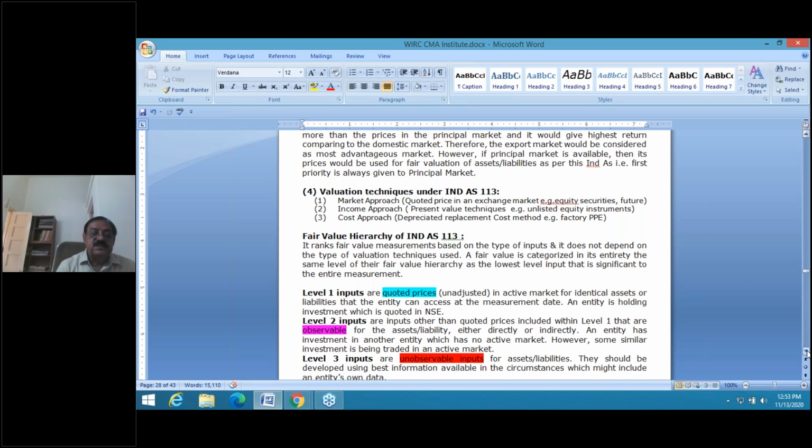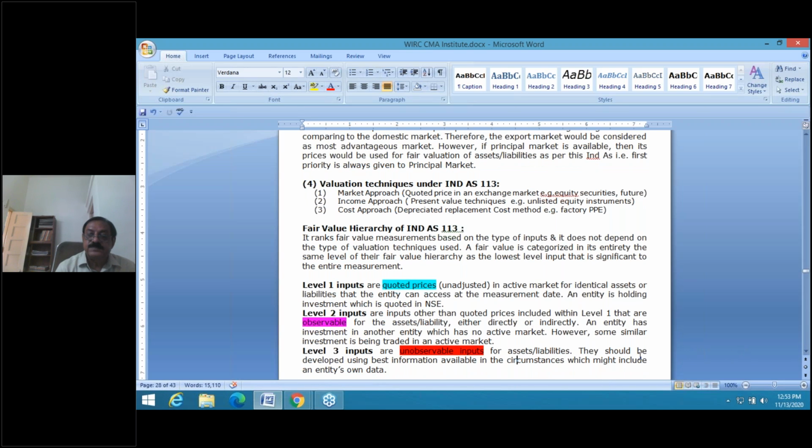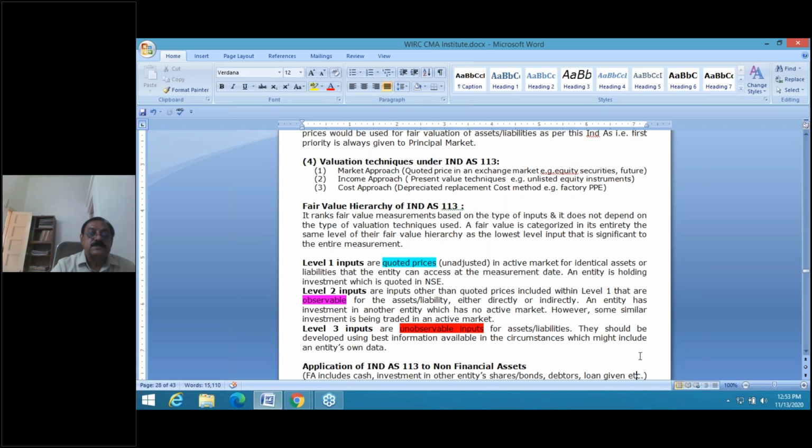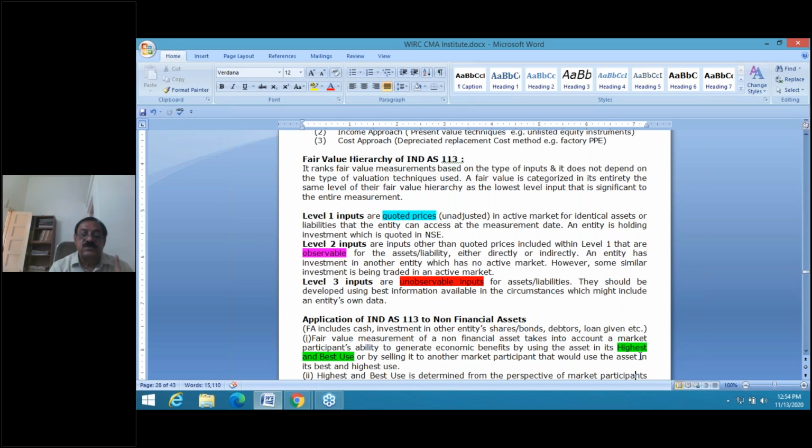Now the information which is available can be of three types, friends. This is the fair value hierarchy, and it is also a question asked theoretically in the past. There are three levels of input information available: level 1, level 2, level 3. Level 1 are quoted prices. Whatever price is available from the active market for identical assets or liabilities is to be used first. This is the first preference. Like I said, for quoted shares, NSE's price can be taken as a level 1 input. That means you prefer that price first if it is available.